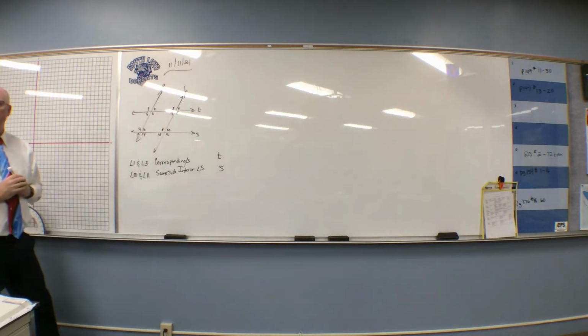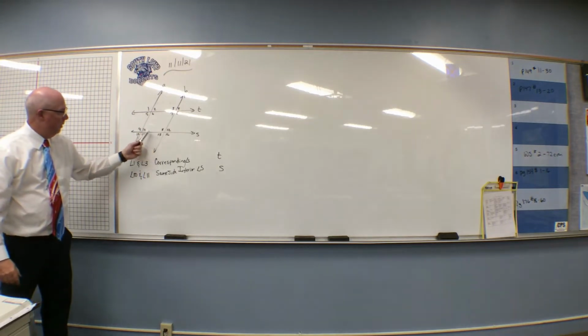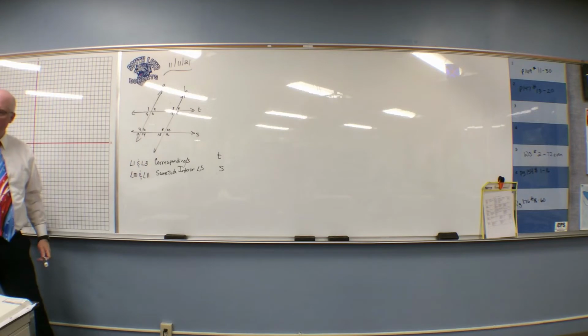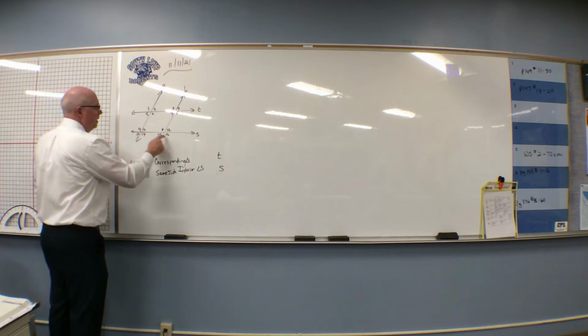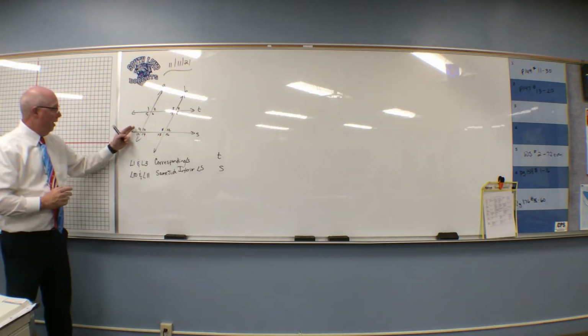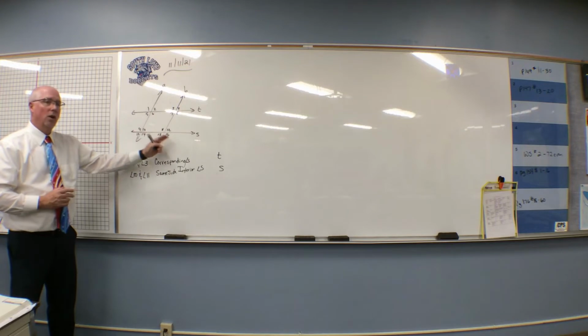No line in between. Alternate interior is like 10 and 15. They cross the transversal, but they're still on the inside. Yes, Bo? What's alternate exterior? Alternate exterior would be 9 and 16. They are outside the two lines and they cross the transversal.